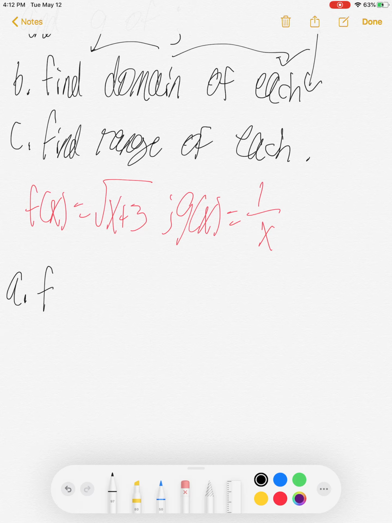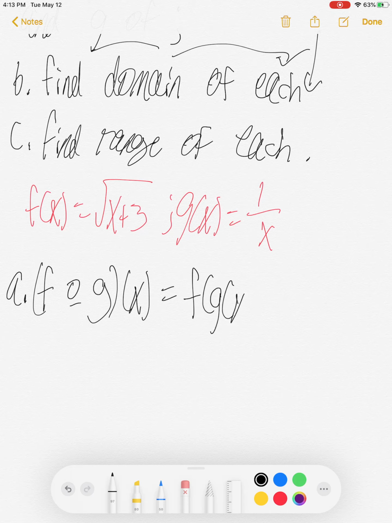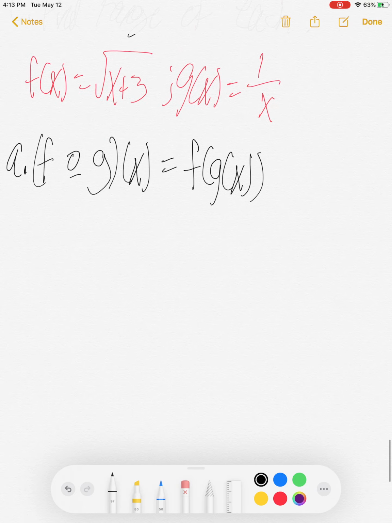So let's get going with part A. And let's find f composed with g first. So remember, f composed with g, this fancy little circle here, that's just a fancy way of saying f of g of x. And the way that we're going to do these composition problems is we're going to start from the inside and work our way outside. So in this case, g of x is just 1 over x, right? That's just from the definition up here. G of x equals 1 over x. So this is f of 1 over x.